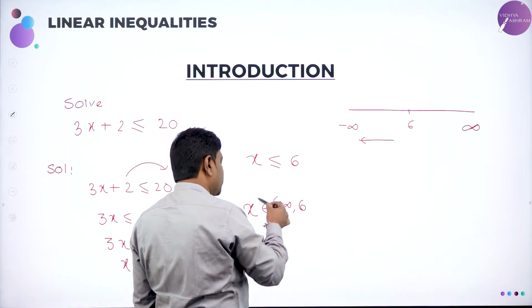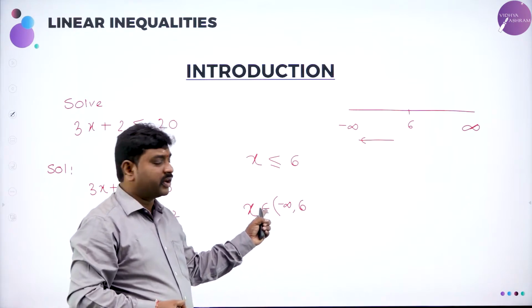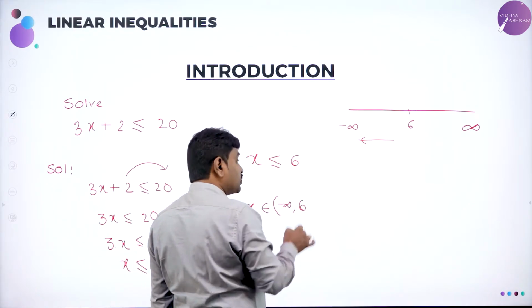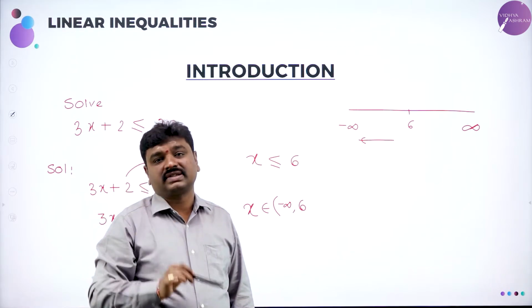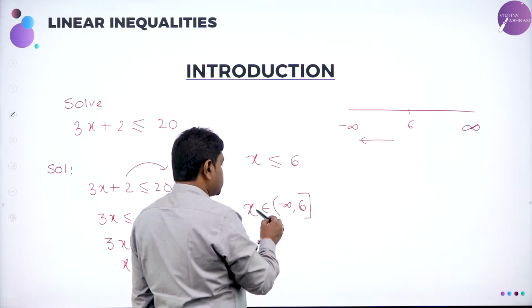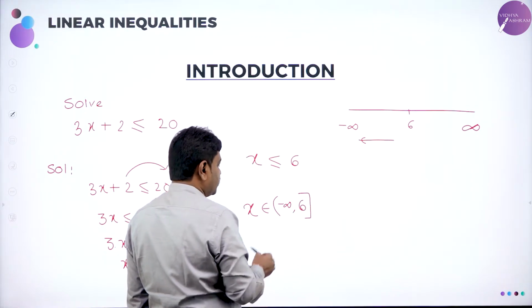But infinity nobody can reach, so we should write an open interval. Open interval means not included. And less than or equal to 6 means we have to include 6. So closed interval at 6. X belongs to minus infinity to closed interval 6.